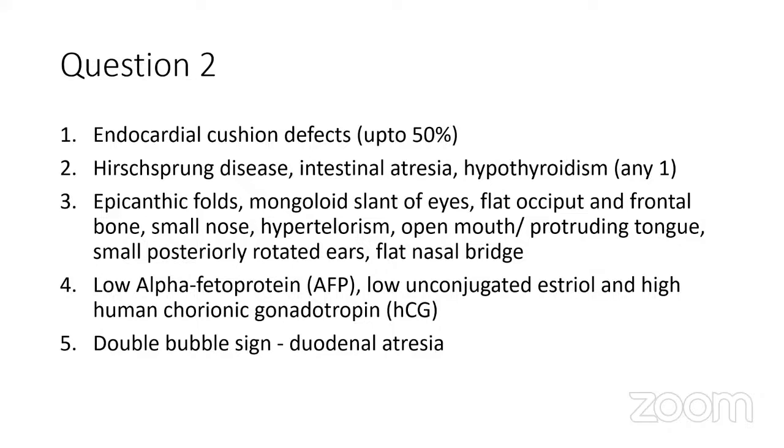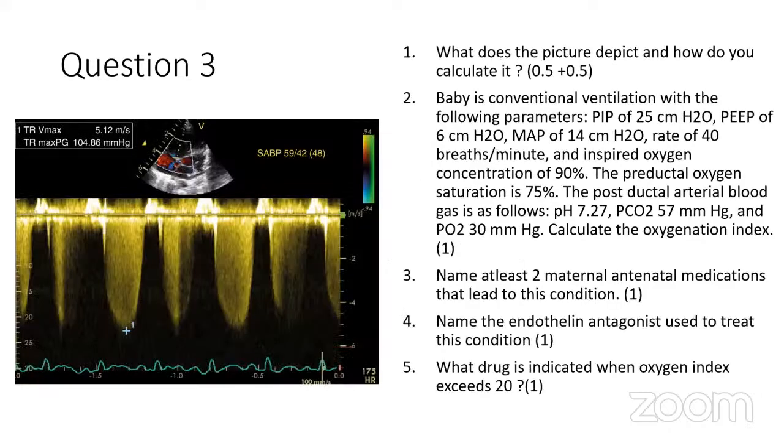Duodenal atresia in isolation carries excellent prognosis. 95% of the newborns with isolated duodenal atresia will have otherwise normal outcome. So one important chromosomal anomaly that needs to be ruled out when you see duodenal atresia is again Down syndrome. So we'll move on now to question 3.